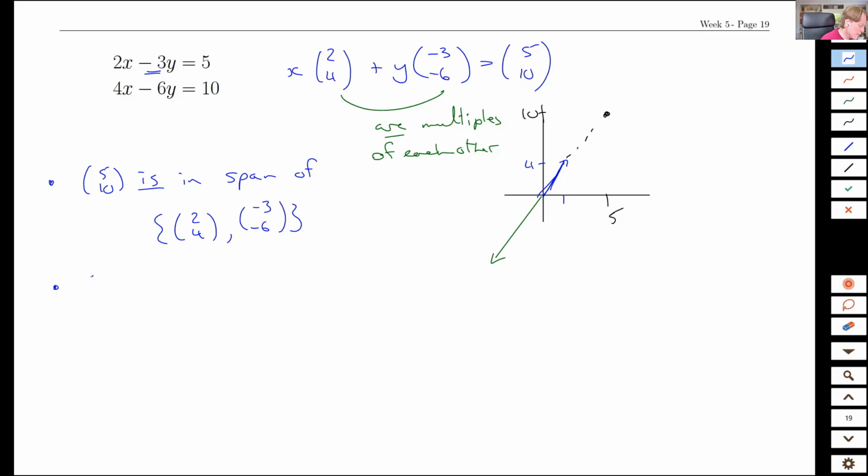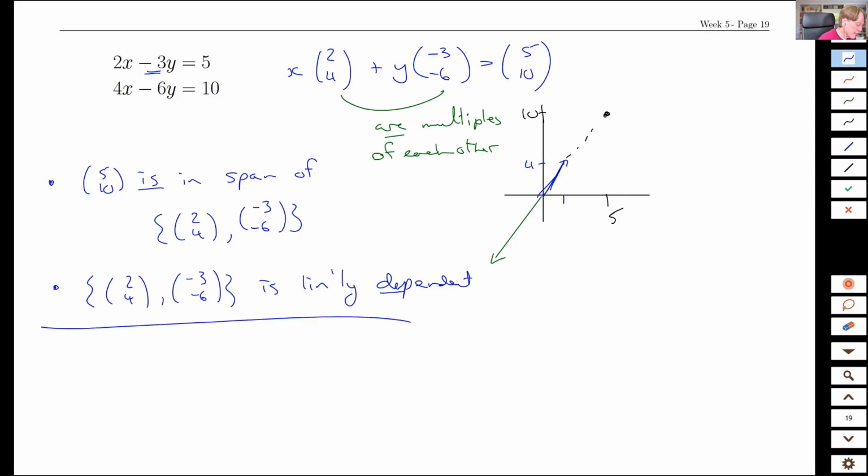And then we also have the set 2, 4, negative 3, negative 6 is linearly, look for it. Are they multiples of each other? They are multiples. That means I could cancel them. I could build sums of them and scaling of them that I could go back to 0 with. That's linearly dependent. And these two facts together add up to there being an infinite number of solutions.